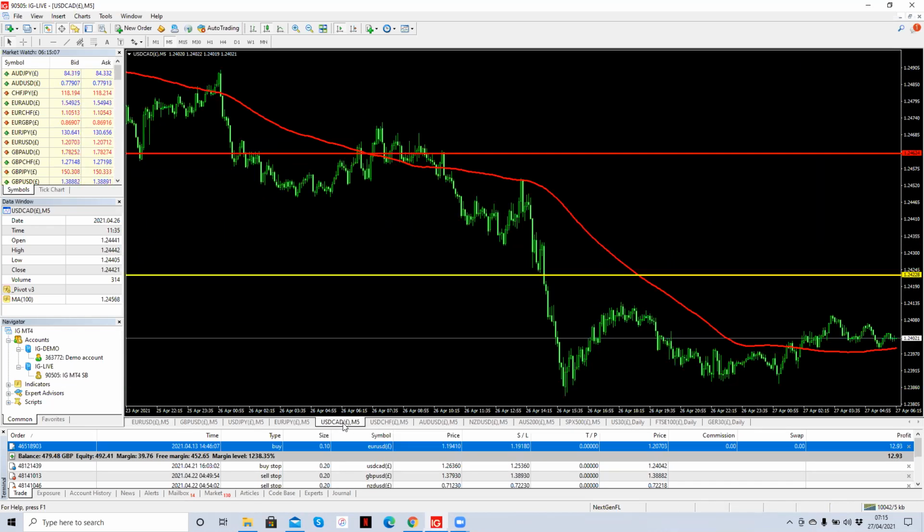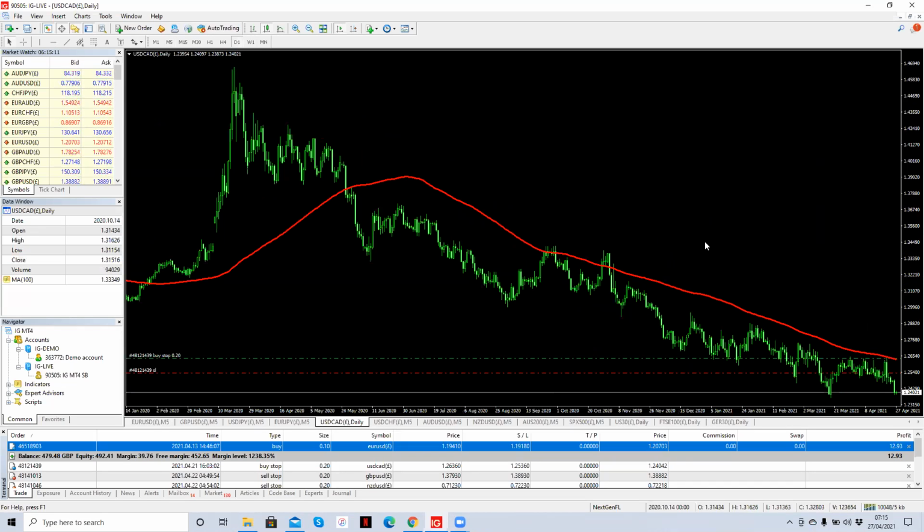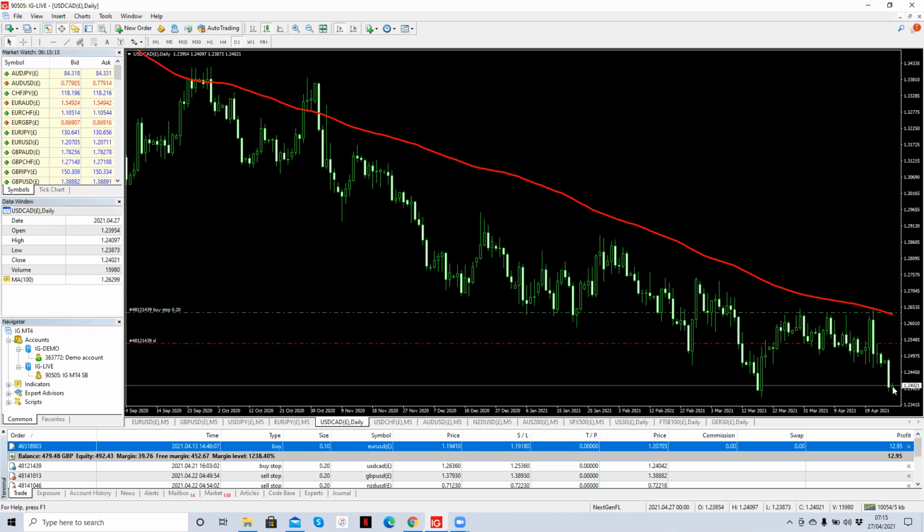So let's do the dollar Canadian dollar. Again, we start with the daily time frame, D1, for the swing trade. Look at the candlestick for today, the 27th. I use the moving average 100 for the dollar Canadian dollar and the pound dollar. But for all other markets I trade, I use the moving average 50.